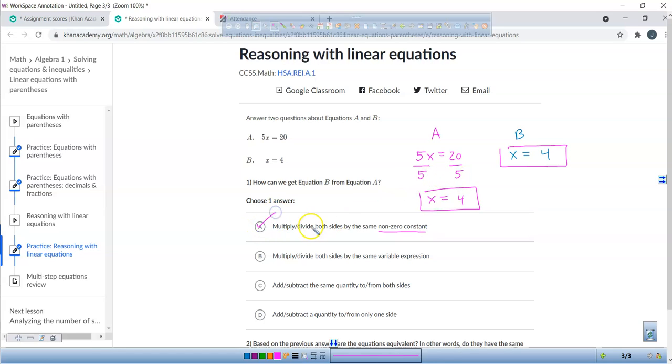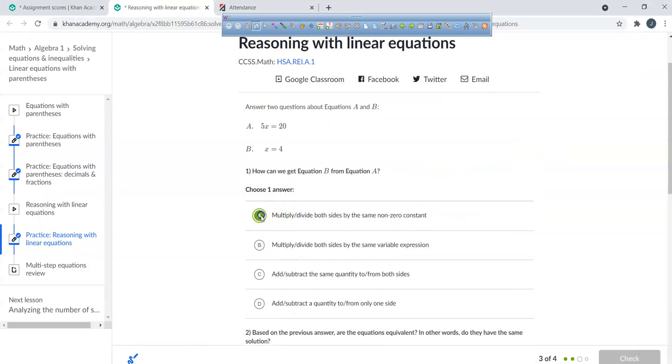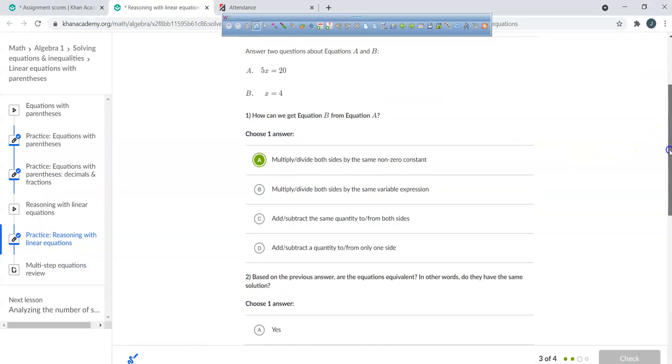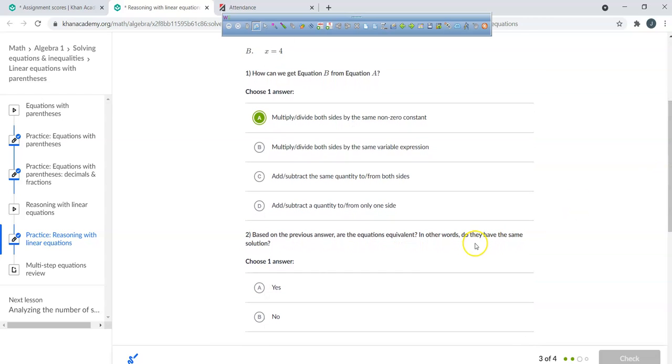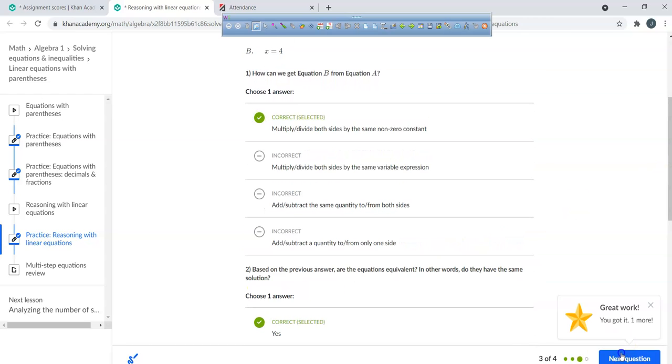So I divided, that's the key thing. I divided both sides of the equal sign. How did we get equation B from equation A? We got equation B from equation A by dividing both sides by a non-zero constant, and our constant was the number 5. And do they have the same solution? Yes, they have the same solution.